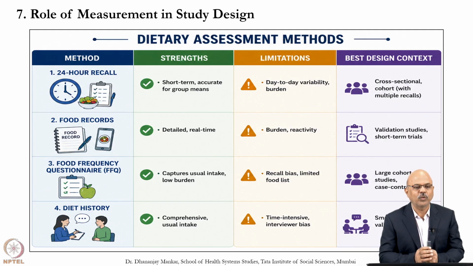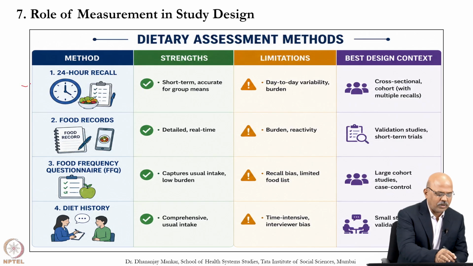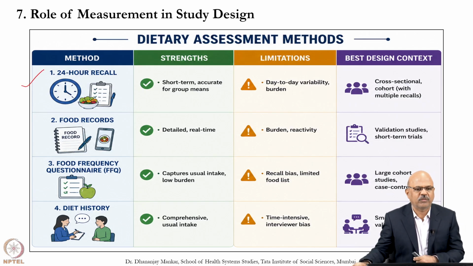No doubt we can understand this through the different methods. Dietary assessment methods: if you take the 24-hour recall, the strengths are that it is short term and accurate for group means. The limitation is day-to-day variability, and the best design context is cross-sectional or cohort, where multiple recalls can be done. You can do it faster if you take this as a method, and no doubt 24-hour recall is one of the first choices.